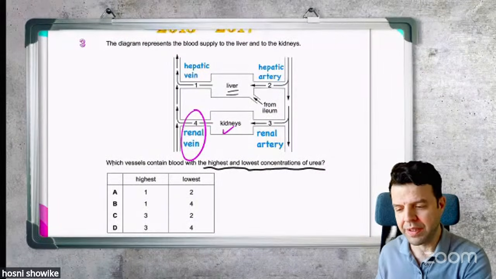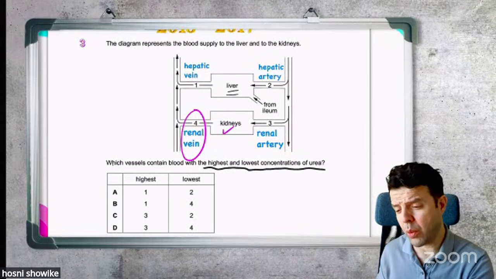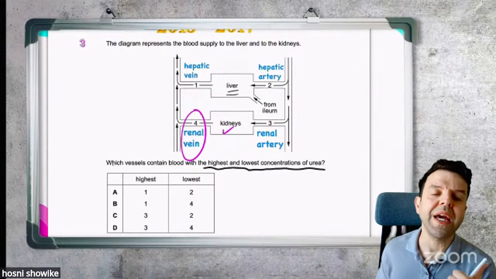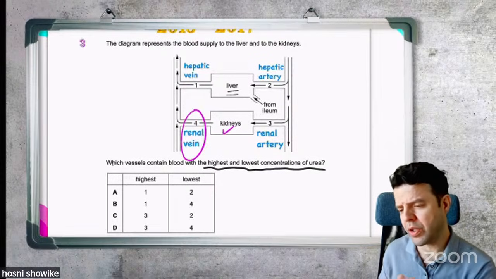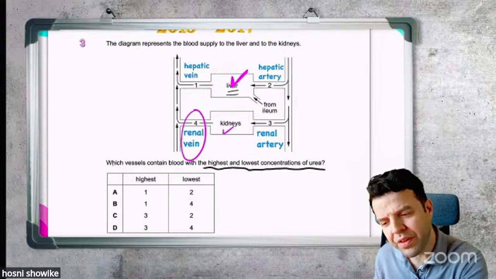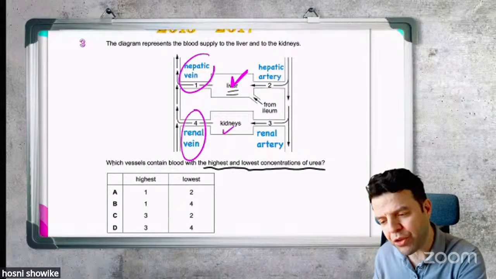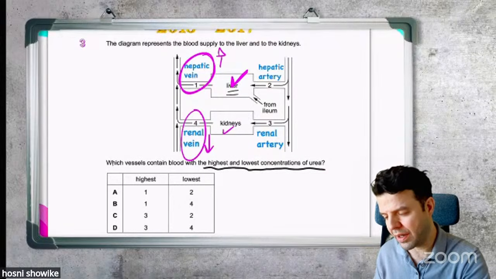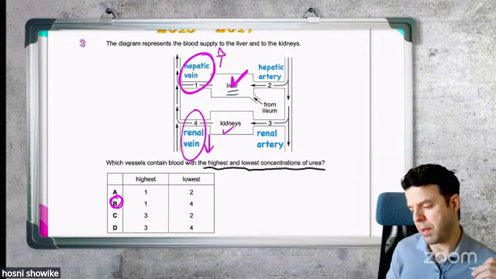So now I'm thinking about the highest concentration of urea. Where will I expect to have the highest concentration? It should be the one where urea has just been made. Do you know where urea is made? Urea is made here in the liver. So I am expecting it to be the highest after it's been made. So this is the lowest, this one is the highest. For that reason, I am going to go for option B, okay?